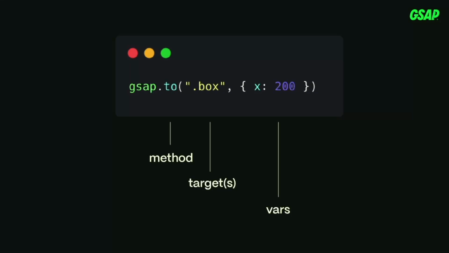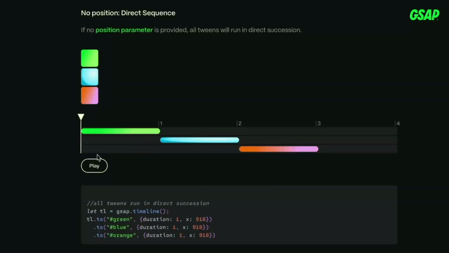I think in Webflow world, you'll use attributes for the targets, but we've got a little class added in here. And then you've got the variables block, so you can add whatever you want to animate inside that variables block. And there's also some special properties as well, like duration and ease and repeats and delays and all of that sort of thing. So this is saying, hey, GSAP, I would like to animate the element with a class of box to 200 pixels to the right. Nice and simple.